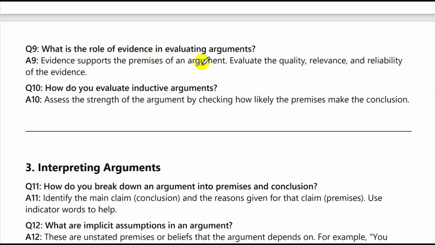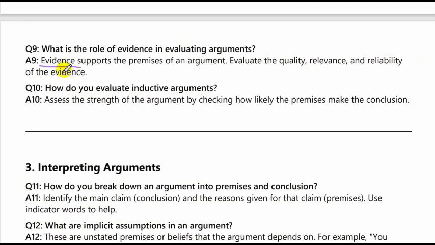What is the role of evidence in evaluating arguments? Evidence supports the premises of an argument. So basically, evidence means it is a deductive reasoning. Evaluate the quality, relevance and reliability of the evidence.